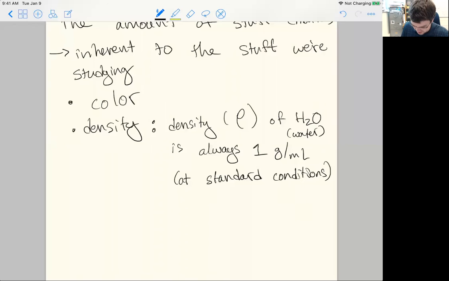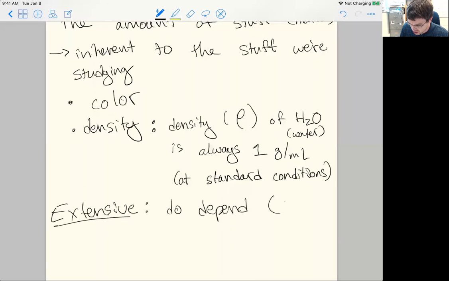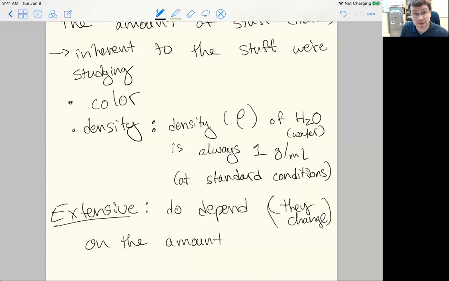Let's look at extensive physical properties now. Extensive, these are a little bit easier to kind of think about. Extensive physical properties, these do depend, i.e. they change. They do depend on the amount of matter or stuff we're working with.